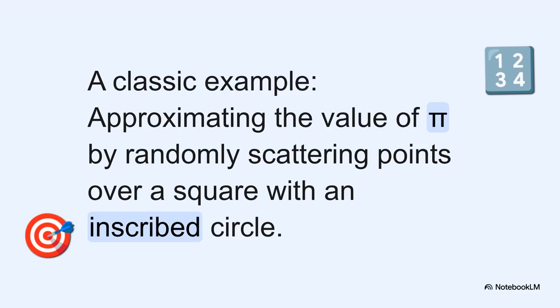To really make this click, let's look at a classic example. Just imagine a square, and inside that square, you draw a circle that fits perfectly. Now, if you start throwing darts randomly at the square, some are going to land inside the circle and some will land outside, right? Well, it turns out the ratio of darts inside the circle to the total number of darts you threw is proportional to the ratio of the areas. And since that area ratio involves pi, you can actually get a pretty good approximation of pi just by counting darts. That is the beauty of Monte Carlo, turning pure randomness into a surprisingly accurate answer.